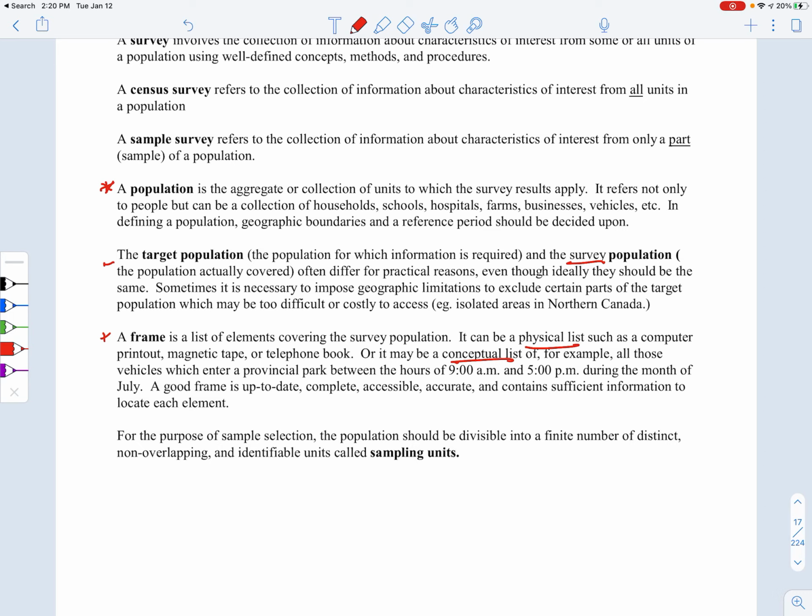Last point down here, it says, for the purposes of sampling selection, the population should be divisible into a finite number of distinct, non-overlapping, and identifiable units called sampling units. For the kind of sampling that we're going to be doing here, sampling units are persons. So you're going to sample people, and each person is then a sampling unit.